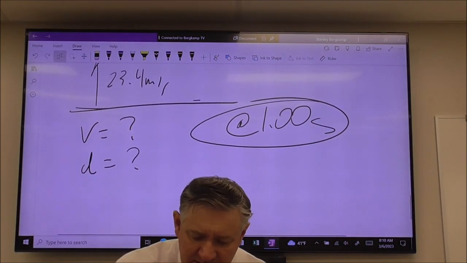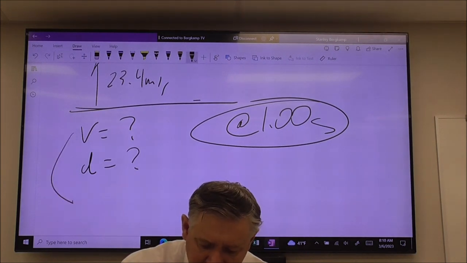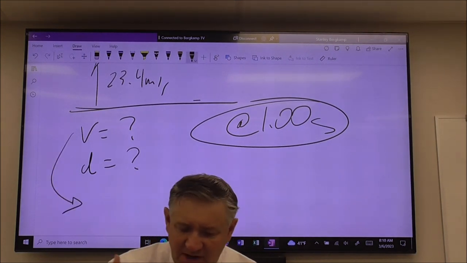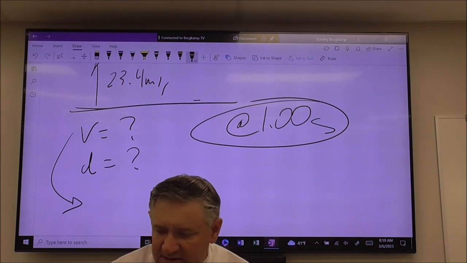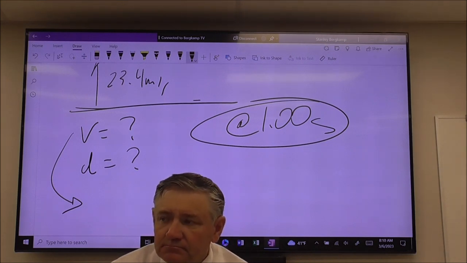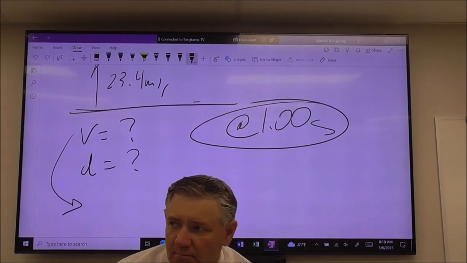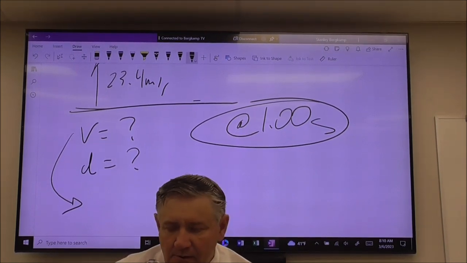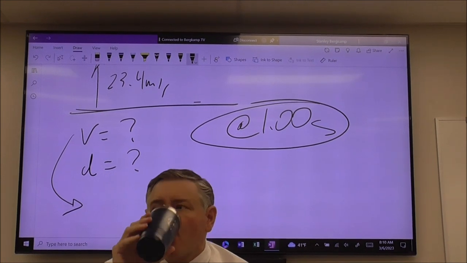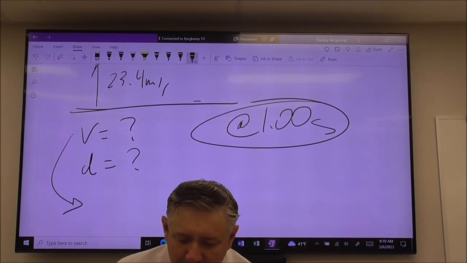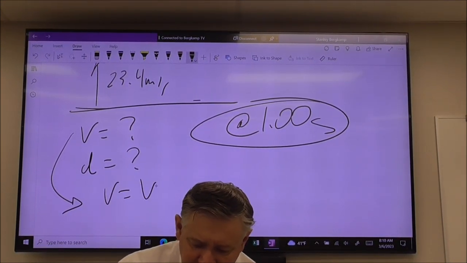So, Izzy, since we started down this road with you, how would you recommend that we find the velocity 1 second into this deal? We have time, we don't have distance yet. Don't have distance yet. So, could we do V equals AT? We could. It's a linear function, okay?